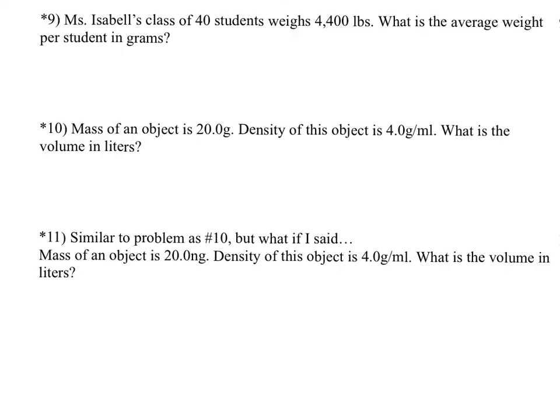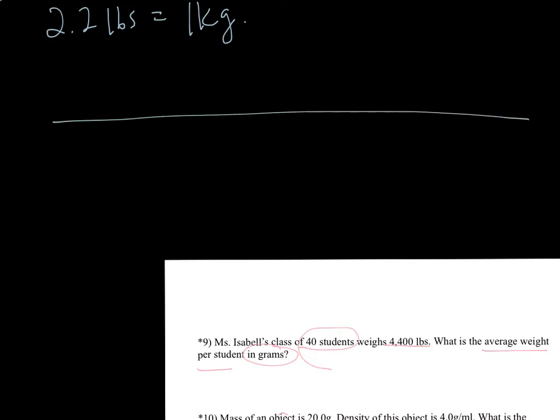Number 9 wants to know what is the average weight in grams if the total weighs 4,400 pounds per 40 students. So let's investigate that. One thing I forgot to give you guys is that 2.2 pounds is equal to 1 kilogram. So let's write that. 2.2 pounds is equal to 1 kilogram. Now that we know that, let's start with what we know.